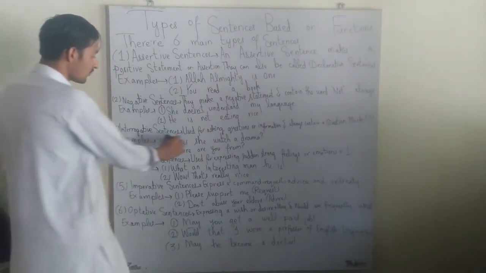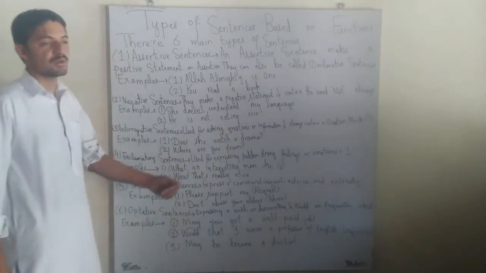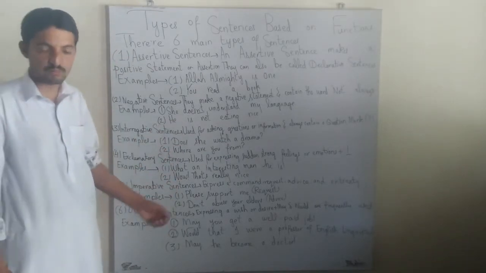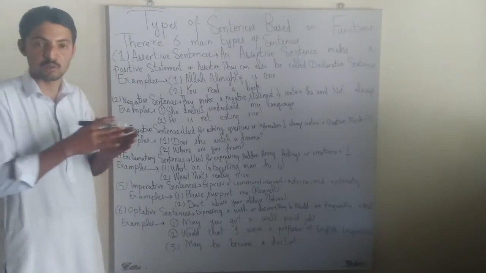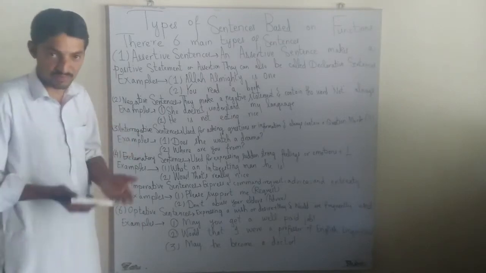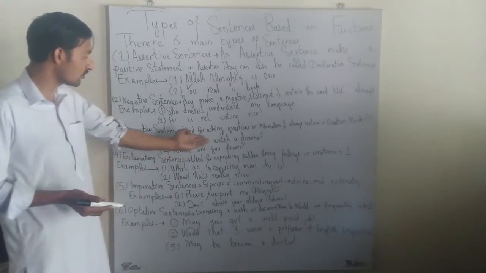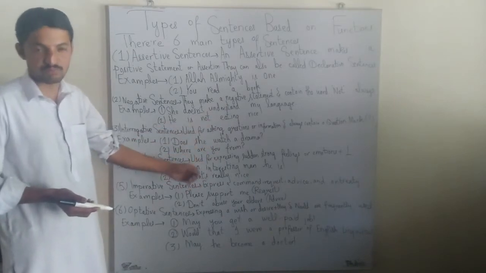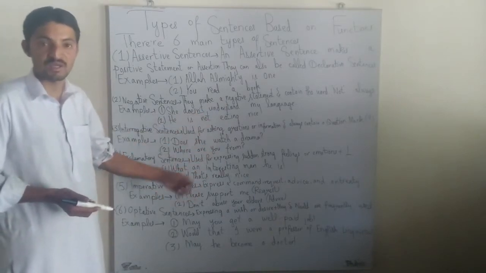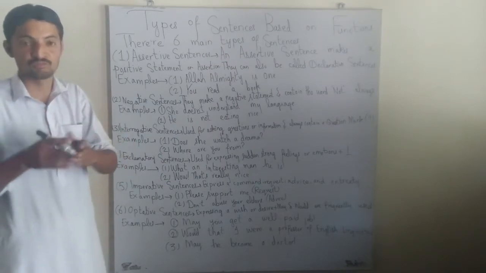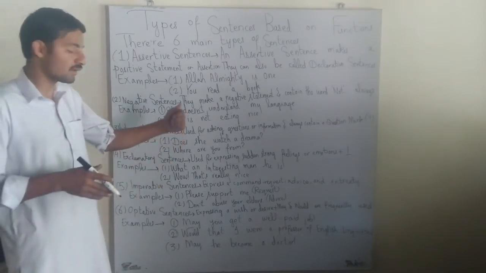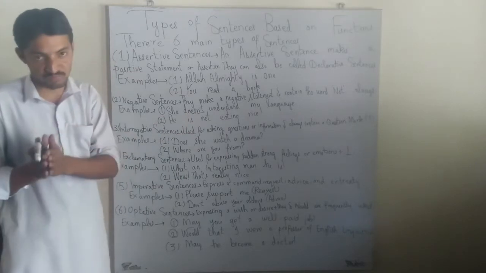Examples. Does she watch your drama? In this case, it's actually a question. That is why it is included in the category of interrogative sentences. The second reason is that it contains a question mark. We put a question mark at the end of this interrogative sentence.